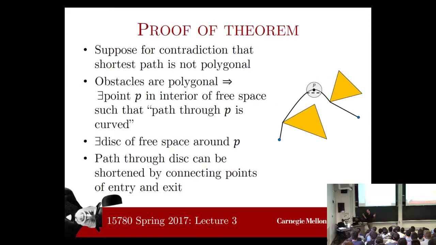And like I said, the proof, if you wanted it to be very detailed, it would be hairy, but the idea is extremely simple. So let's first prove that the shortest path is polygonal, that it only has straight lines, that it never curves.